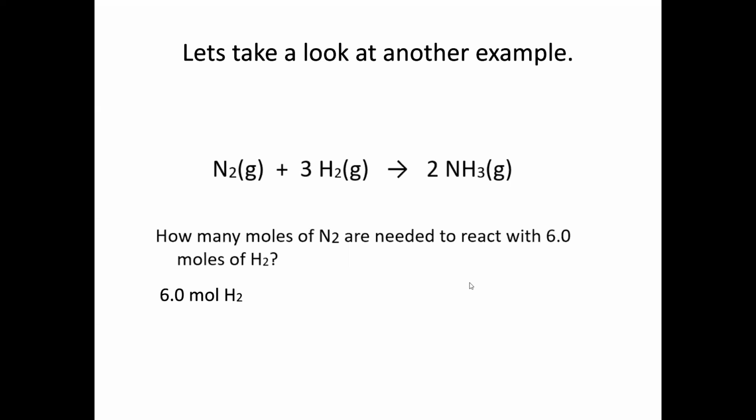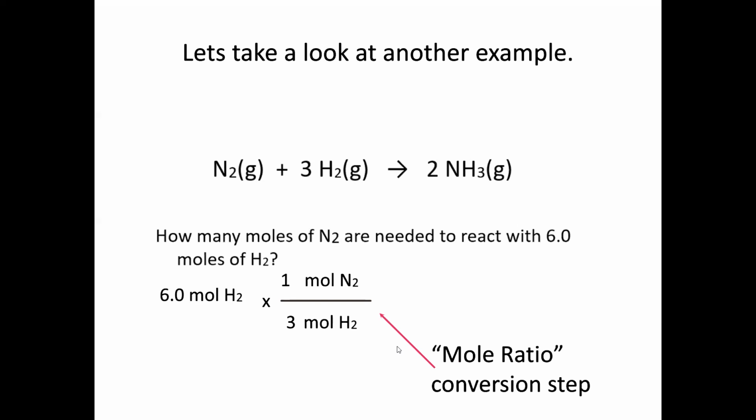We do the same setup every single time. Write out what you're given. Then I'm going to find the number that's in front of that hydrogen and stick it on bottom, because that's what we got to cancel out. Nitrogen is the target unit, so I'm going to stick that on top. That's our mole ratio conversion step. Cancel everything, do simple math, and we get a nice, easy answer.